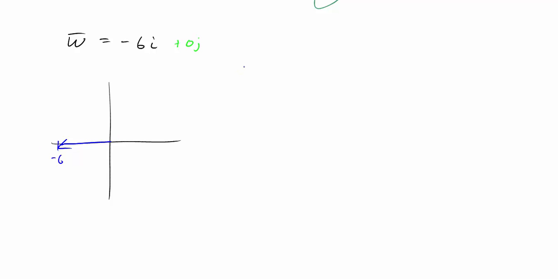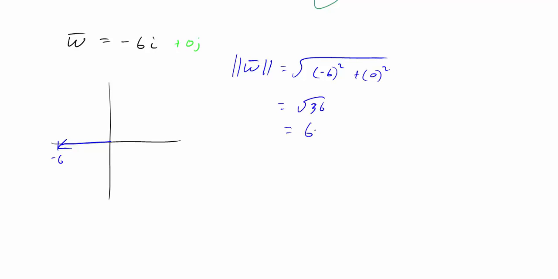And just like before, we need to find the magnitude of w, and that's simply going to be the square root of negative 6 squared. And really, you can think of this as plus 0 squared, but there's nothing there. So negative 6 squared is going to be equal to the square root of 36, and that would certainly just be equal to 6.